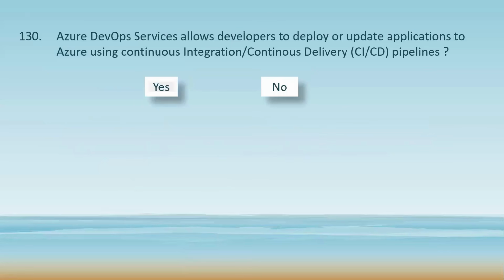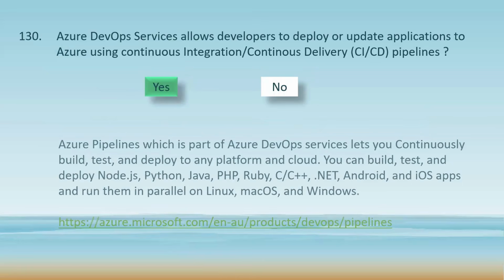Now let's have another yes or no question. Azure DevOps services allow developers to deploy or update applications to Azure using continuous integration and continuous delivery pipelines. Yes, this statement is correct.